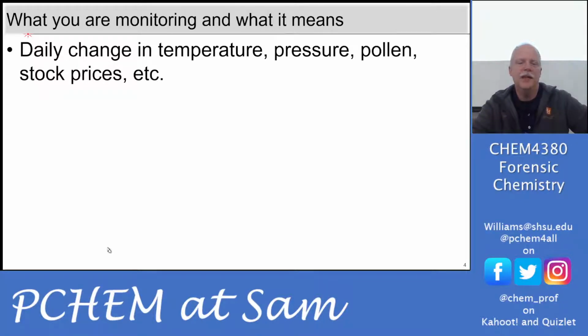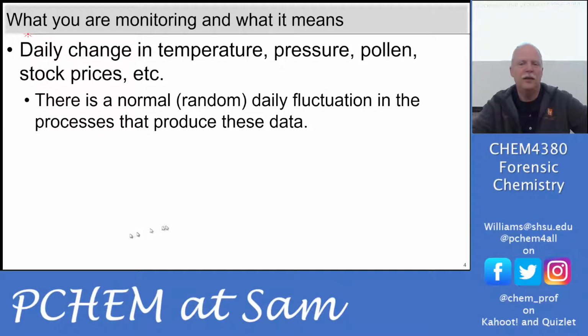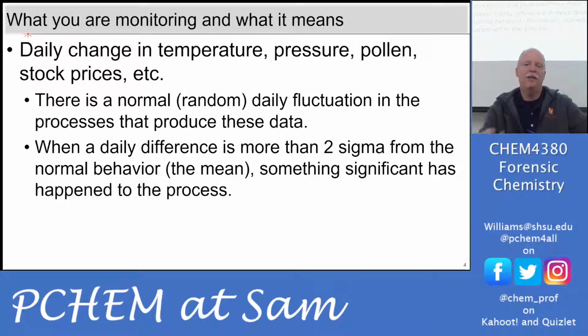So daily changes are good. There's some sort of random daily fluctuation in the process that produces these data. And then whenever that daily difference is more than 2 sigmas away from the normal behavior or the mean, something significant has happened in the process. And I've always seen that to be the case.